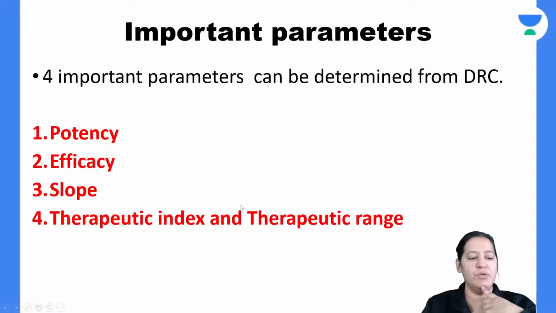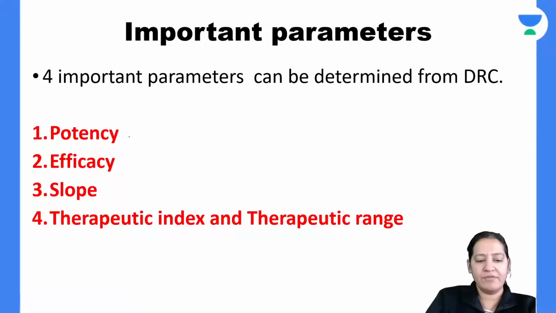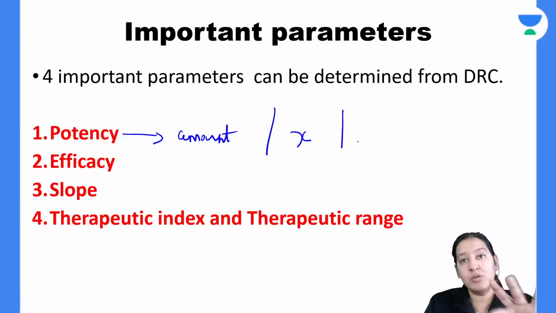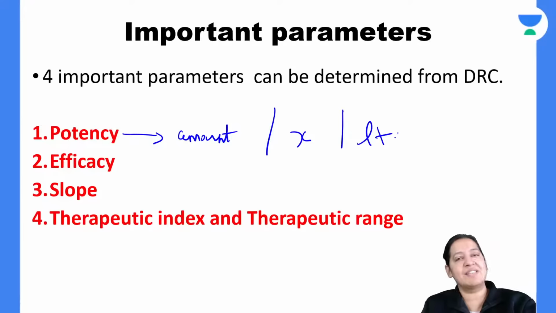So let me revise a few things. We are done with the four important parameters. First, potency of the drug. What is potency? It is the amount of drug required to produce a particular response. It is measured on the x-axis, and the rule says the more to the left the drug is, the more potent it is.